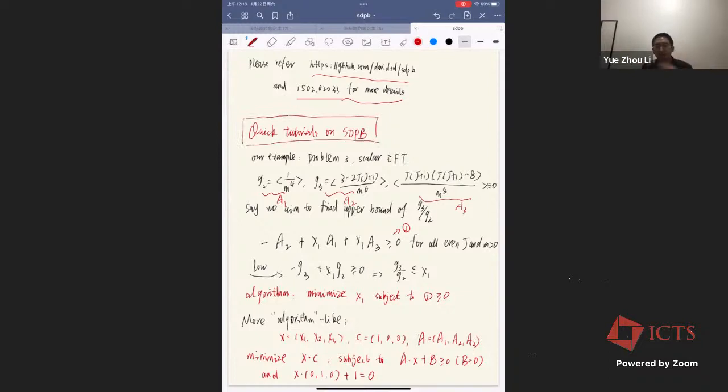So let's start with a simple example that we can actually eyeball, just to show how linear programming and even semi-definite programming works. The simple example is problem 3 for scalar EFT, like I just showed you before, this bunch of things, G2, G3, and the null constraint. That is what we want.